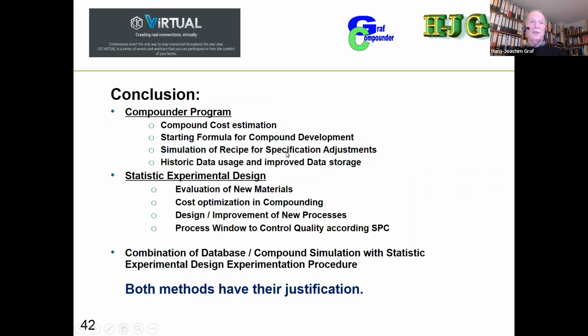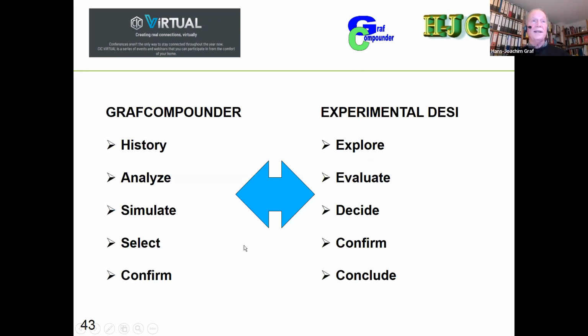So as a conclusion, I have a tool for cost estimation, and actually for a starting formula in compound development. If I'm running out of ideas, for example, I can play a little bit around and build ideas. And I have then useful historic data, and I have my statistical experimental design. And as I tried to explain, both methods have their justification and should be used hand in hand.